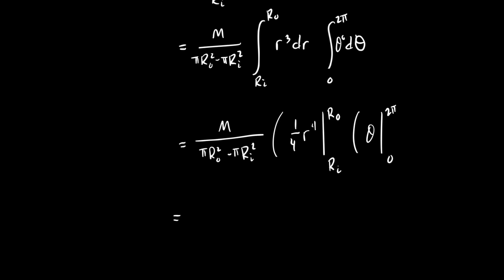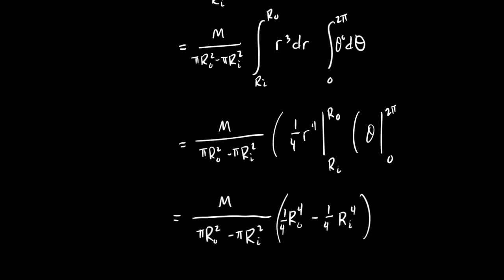So, again, write all this garbage down. It's just easier to write a symbol. So this is going to be 1/4 r outer to the 4th minus 1/4 r inner to the 4th. And this is just going to be 2 pi. All right, well, there's a lot here, but I can factor out the 1/4, and I can pull the 2 pi and all that out.